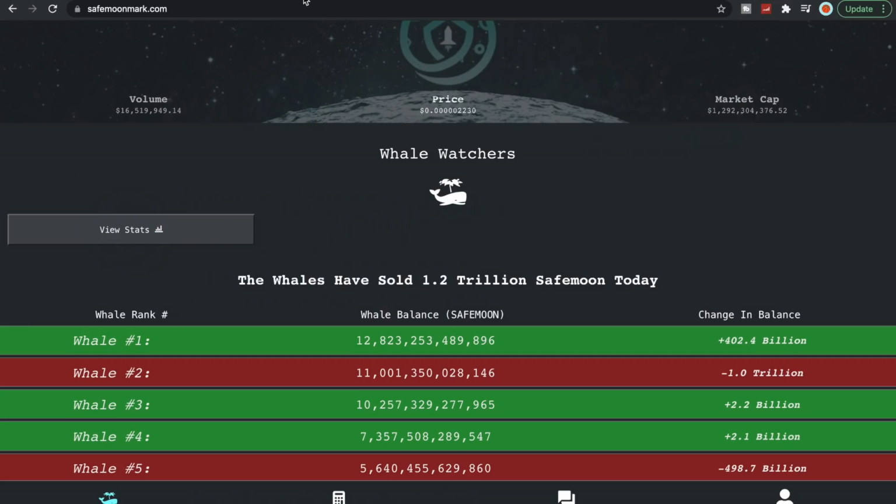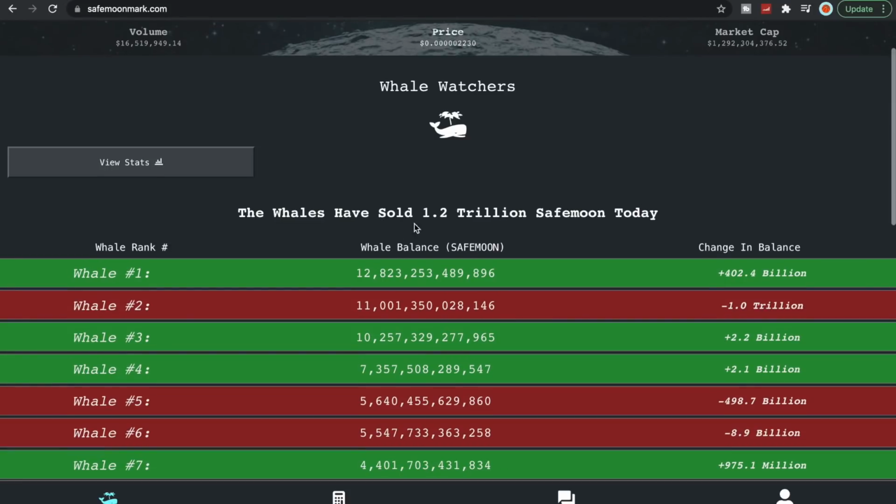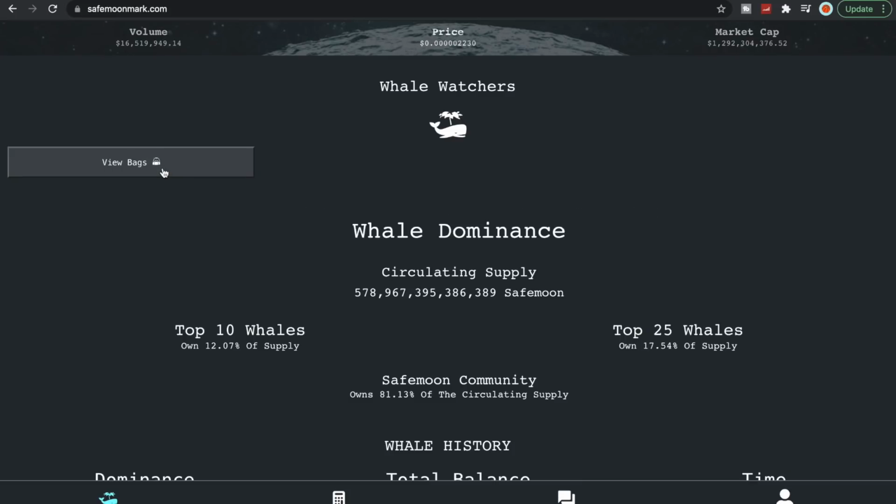Yes, so if we take a look here at Safemoon marks, the whales have sold off 1.2 trillion, and it is amazing to see how much they are finally, we are over that 81% of the circulating supply, which is great and amazing, and they're slowly losing power. So this whale dominance in the Safemoon community for sure is getting more and more depleted, and we're going to be able to have a lot more control, and it is going to help with the price of Safemoon.